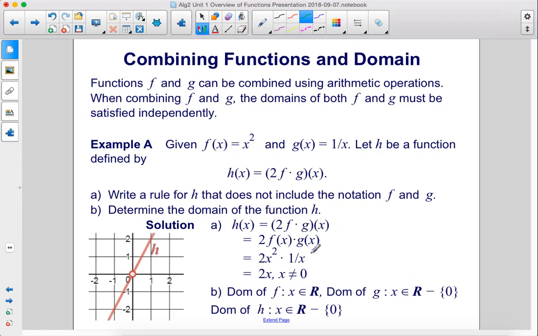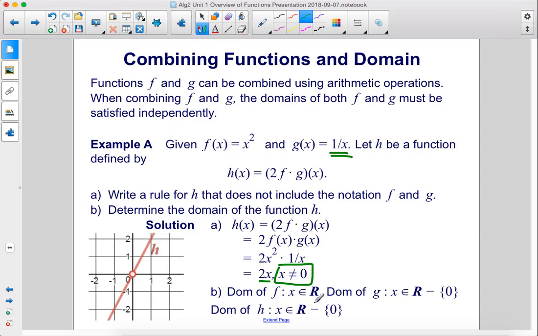Now, continuing where we left off, the rule would be 2x, but x cannot equal 0. And that's because of this function here. G of x has a domain that does not include 0, because you cannot divide 1 by 0. So here is what our graph is going to look like. A line, but with a little empty circle here at 0, since the domain cannot include 0.